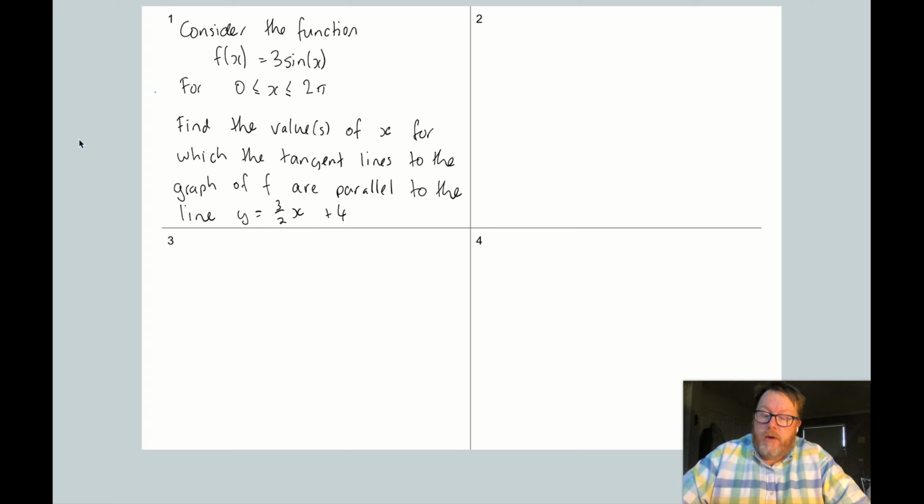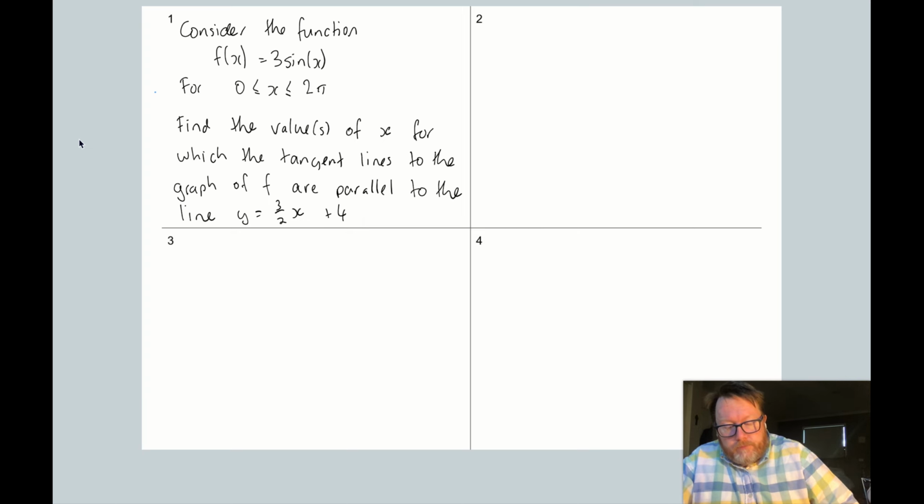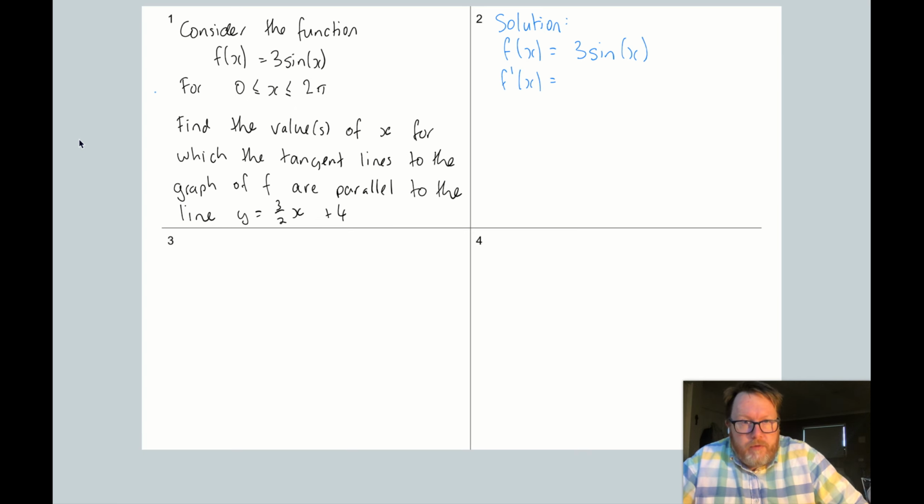And how do we work out the gradient? Well, I'm glad you asked. We work out the gradient by finding the derivative of the function. So let's start. Here is our solution. If f of x equals 3 sine of x, f dash of x is equal to, well, the derivative of sine is cosine, so the derivative of 3 sine x is 3 cosine of x.